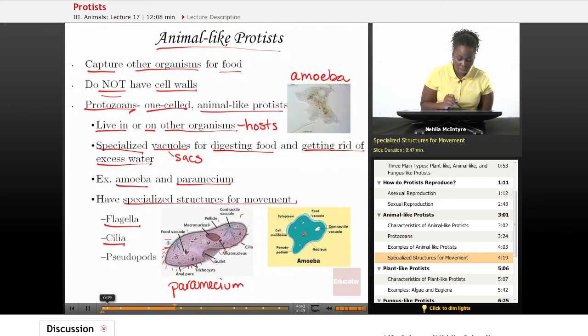protist, which help push the food particles or nutrients inside its mouth, where the food would go inside the cell. And it can also have something called a pseudopod, which is a foot-like structure to help it move too. So any of these would be useful structures for movement for animal-like protists.